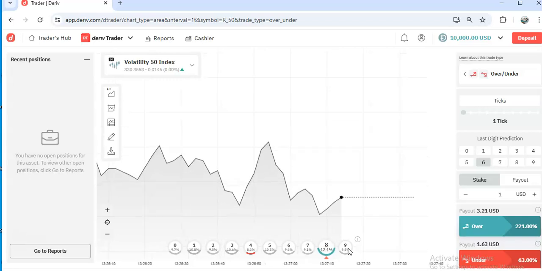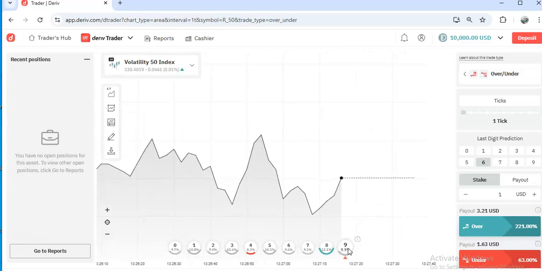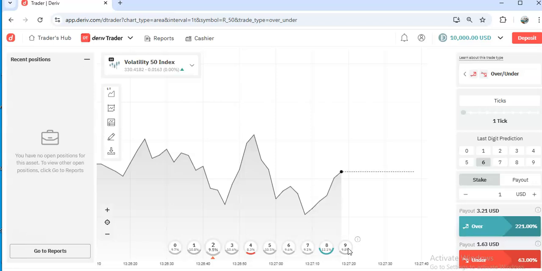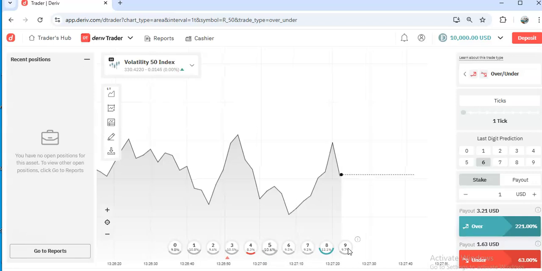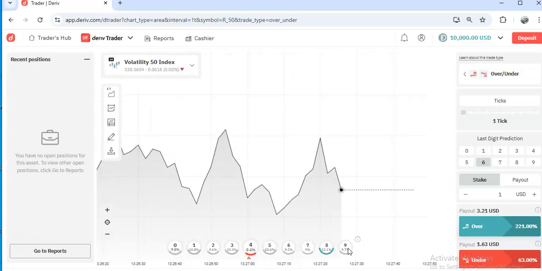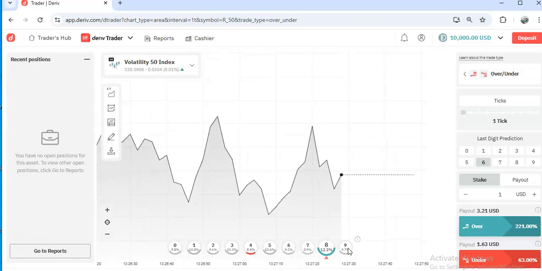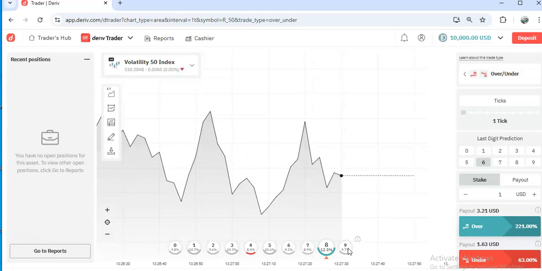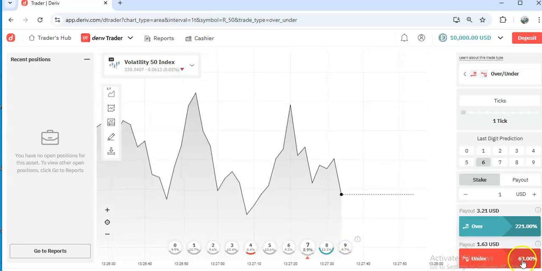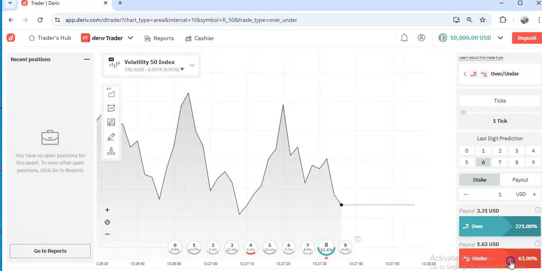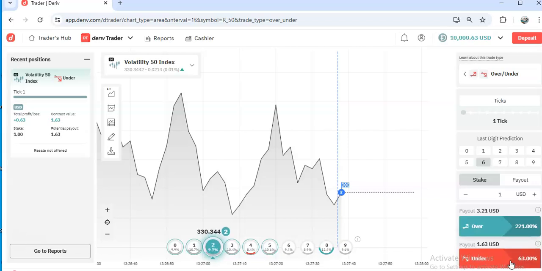So let's wait for the cursor to touch 9 or 8, and then we click under 6. Although in the strategy the red digit has to be 2, I'm going to try this market, because 4 is an even number and also it's below 6. So let me see if it works. We wait for it to touch 8 and see.